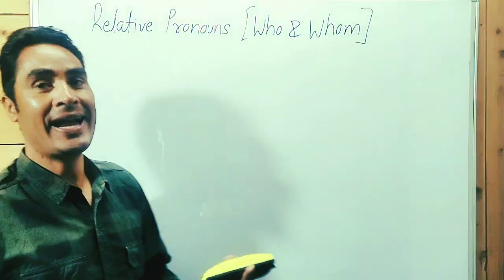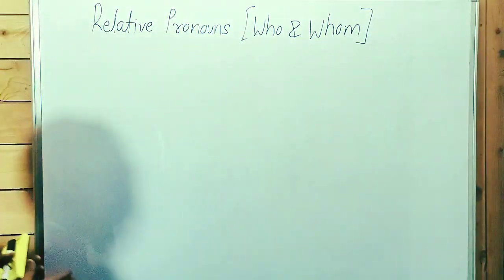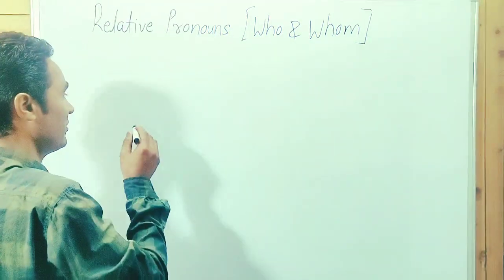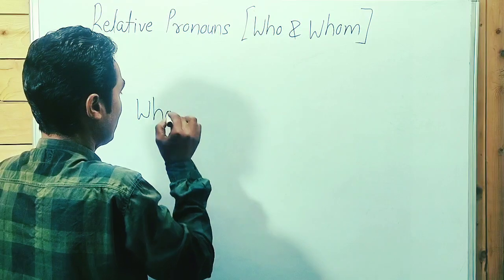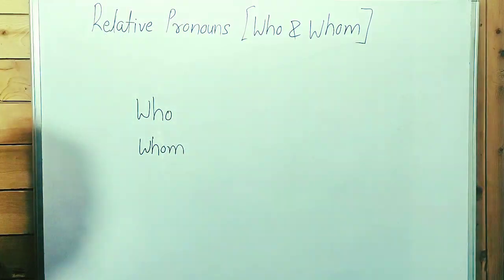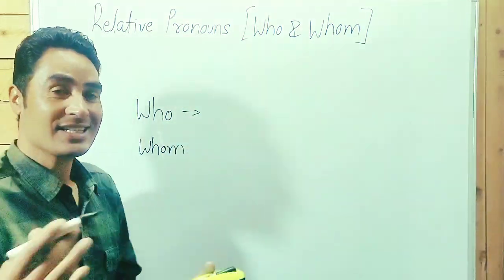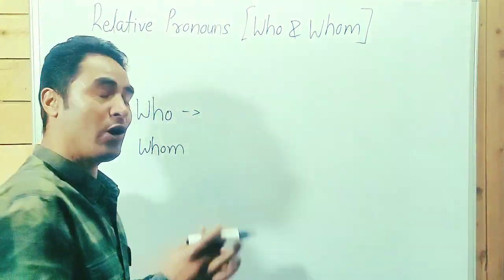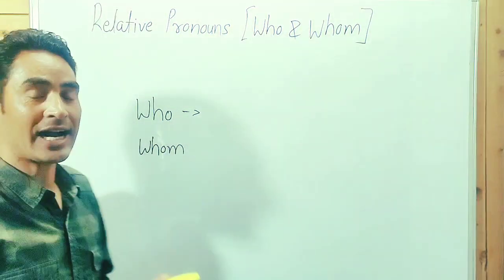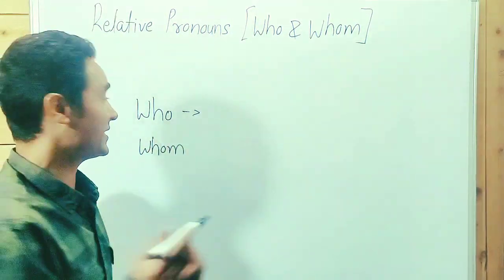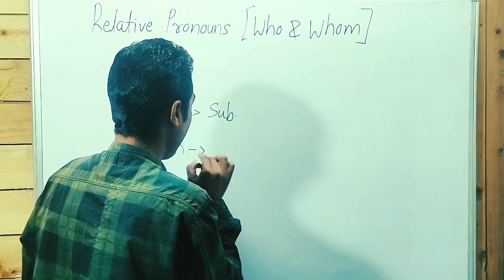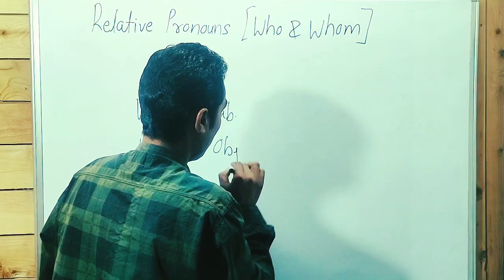Uses of who and whom. Guys, point to be noted, the relative pronouns who and whom both are used for human beings. Who is used for human beings and whom is also used for human beings. And guys, point to be noted, who is used for the subjective case, and whom is used for the objective case.